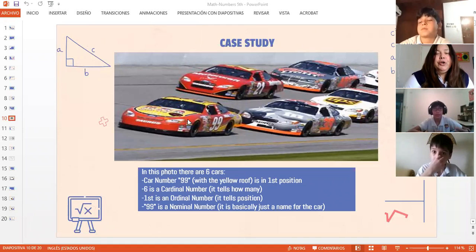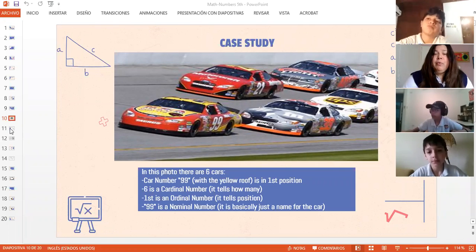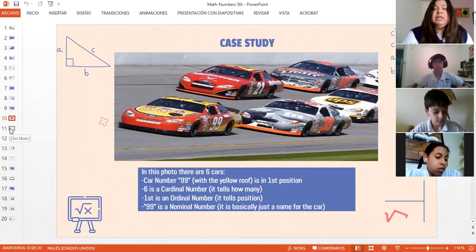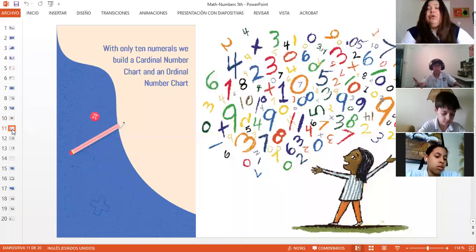Okay, we have here first, second, third, fourth. We don't see the number of this white car. Fifth, and the sixth is almost at the end. Last, it almost didn't even get in the picture. Okay? So remember, cardinal is for counting, ordinal is for ordering, okay? And nominal is just for naming, okay?